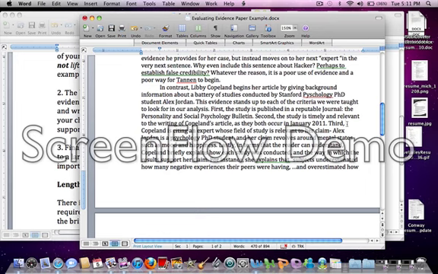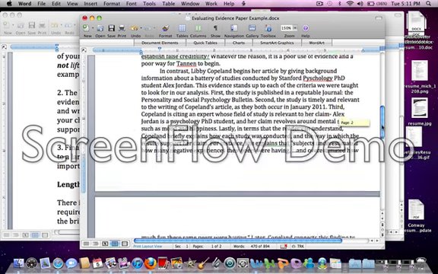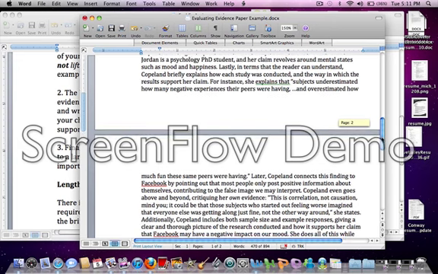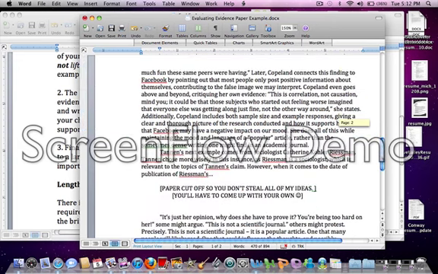Alex Jordan is a psychology PhD student, and her claim revolves around mental states such as mood and happiness. Lastly, in terms that the reader can understand, Copeland briefly explains how each study was conducted and the way in which the results support her claim. For instance, she explains that subjects underestimated how many negative experiences their peers were having and overestimated how much fun these same peers were having. Later, Copeland connects this finding to Facebook by pointing out that most people only post positive information about themselves, contributing to the false image we may interpret.